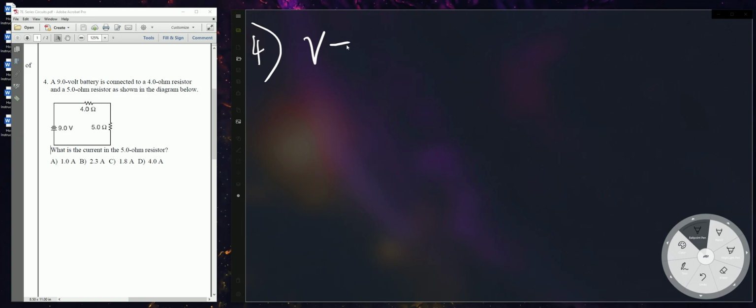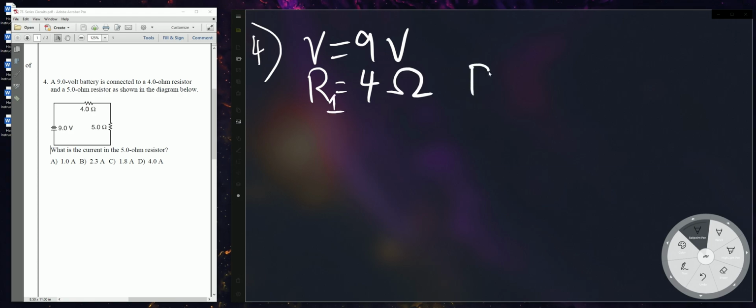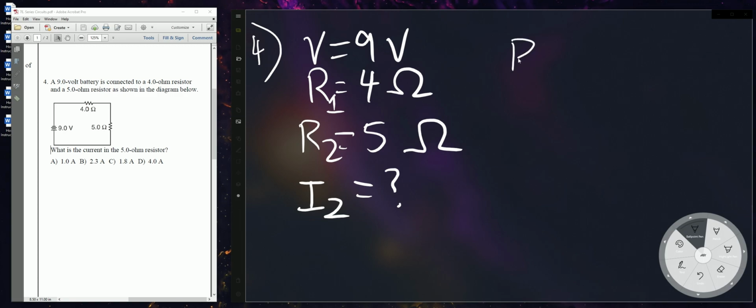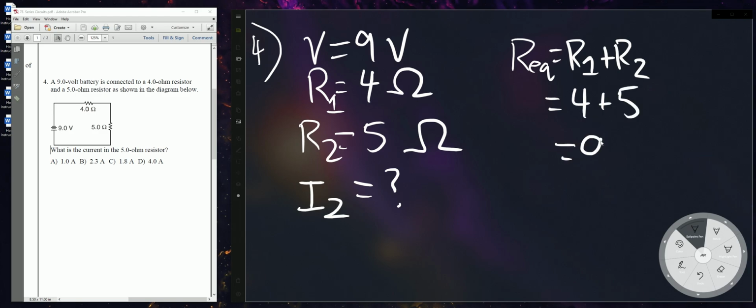Number 4: your voltage is 9 volts connected to a 4 ohm resistor, so that's R1, and a 5 ohm resistor, and so that's R2. Let's actually write this vertically. What is the current running through the 5 ohm resistor? You don't know the voltage drop across each resistor, so you have to calculate your total resistance first. That's R1 plus R2, so 4 plus 5 is equal to 9 ohms.